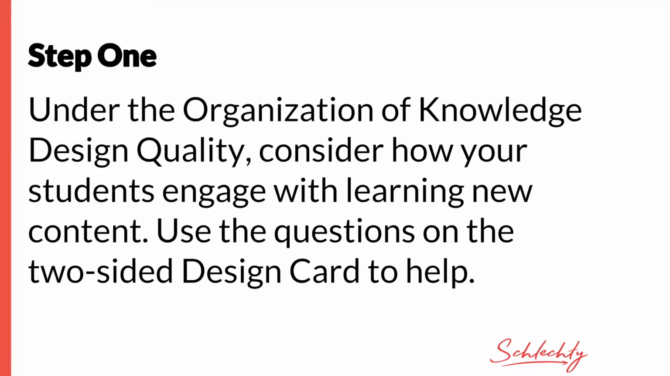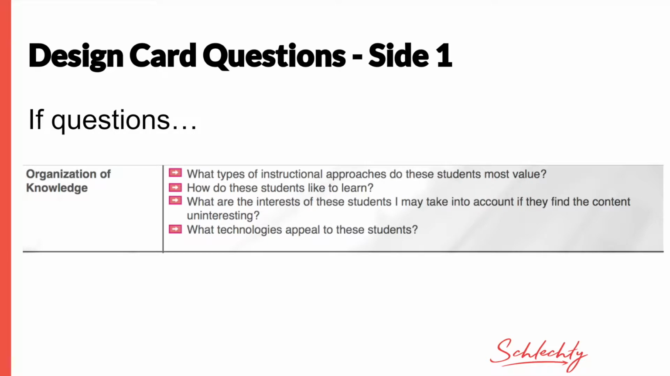The first step is to consider student needs, motives, and values. Under the Organization of Knowledge Design Quality, consider how students engage with learning new content. The Schlechty Center two-sided design card can be used for this step. Start with the Side 1 questions which ask, what types of instructional approaches do these students value the most? How do these students like to learn? What are the interests of these students that I might take into consideration if they find the content uninteresting? What technologies appeal to these students?